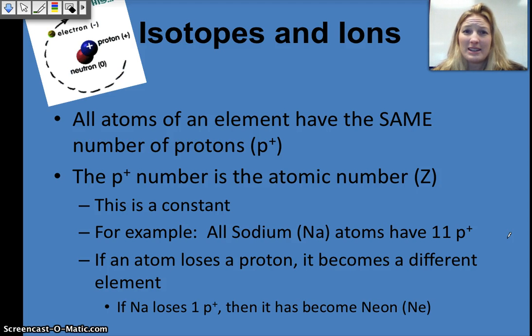It's what gives them their identity. So if the proton number is the atomic number, this is a constant, that means things like sodium on the periodic table will always have 11 protons because its atomic number is 11. As soon as those protons change and you get 12 protons or 10 protons, then it is a different element. So protons never change. They give the atom its identity.